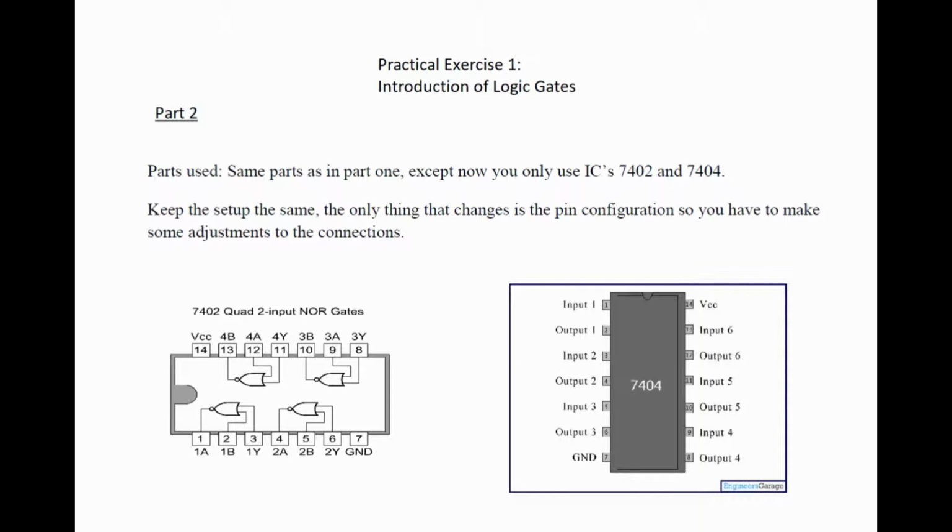In part 2, we have to do minor adjustments to the circuit that we used in part 1 and find the gate types of two ICs, 7402 and 7404. The pictures of the IC below show the function of each IC.